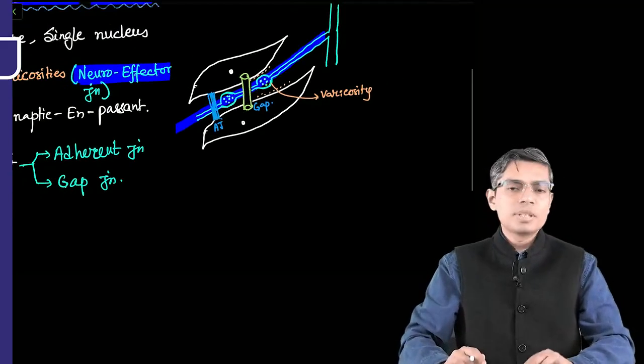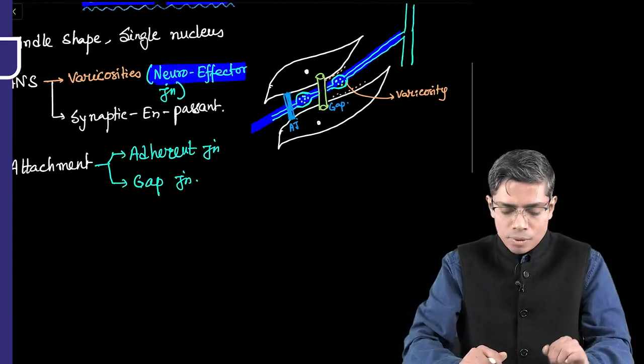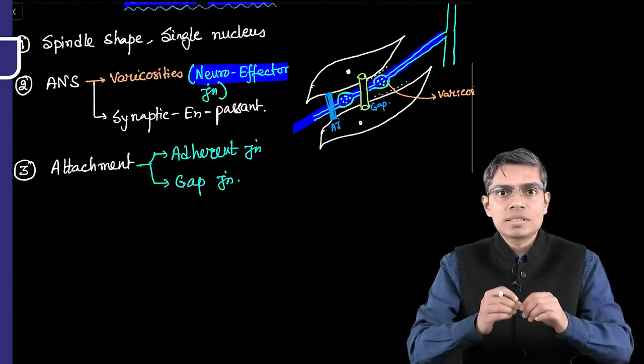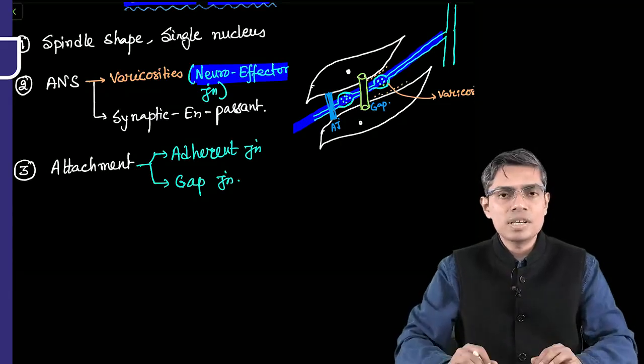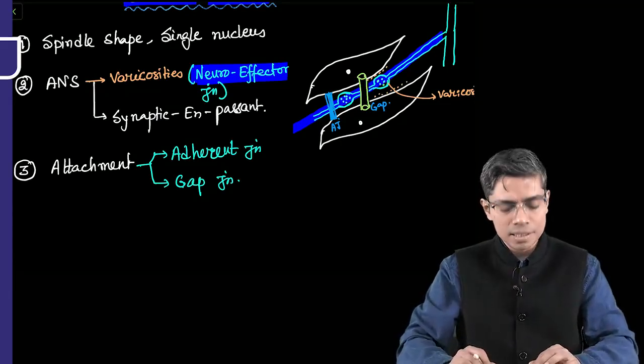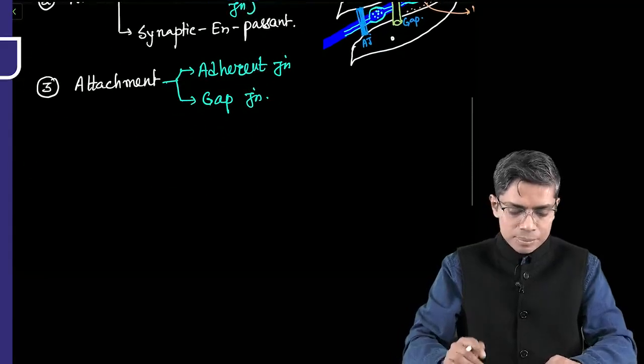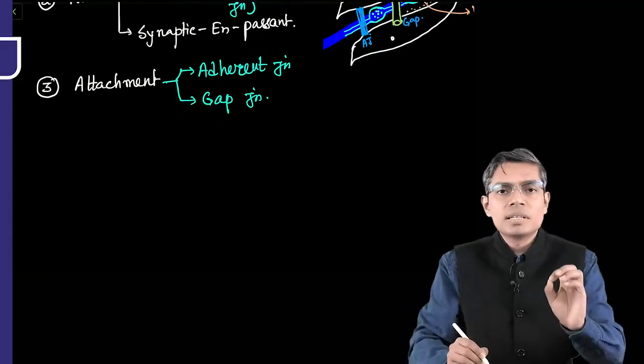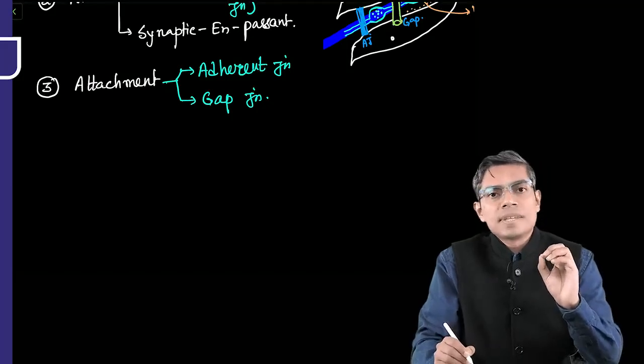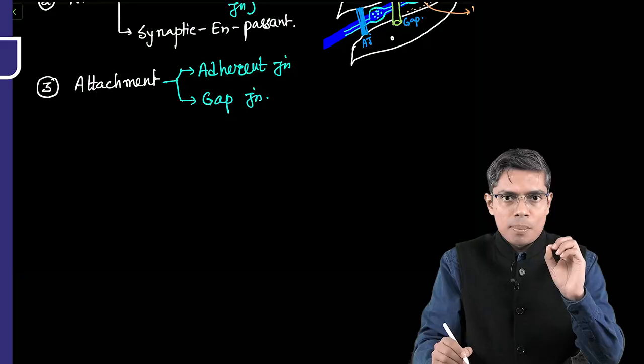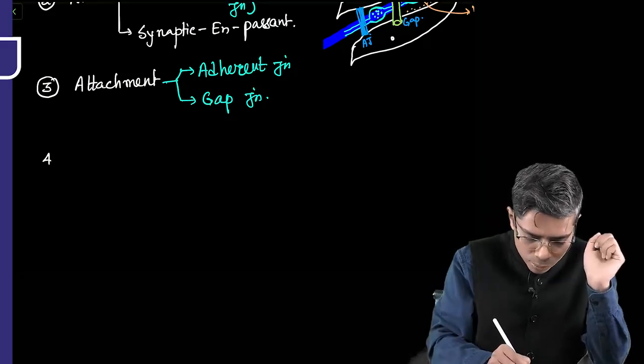Because of the presence of the gap junction, we know what the property of a gap junction is. Through the gap junction, small molecules like calcium and sodium can pass from one cell to another cell. Due to the presence of this gap junction, smooth muscle acquires another property, and that is the syncytium property. What I'm saying, note down the fourth point.